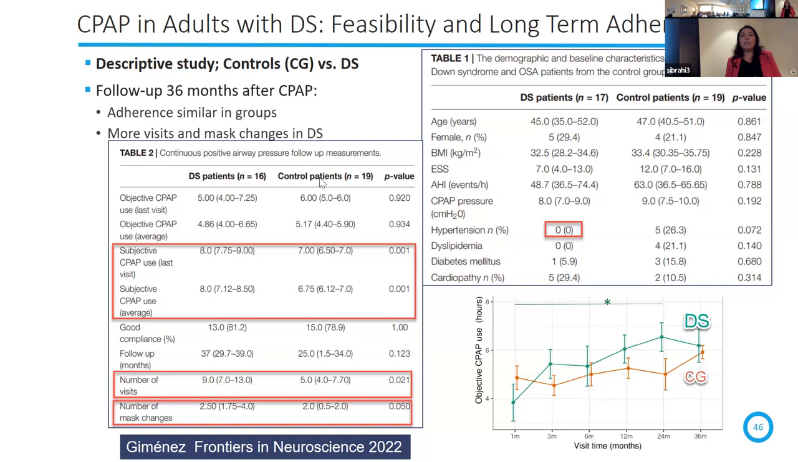And they looked at maybe what are the differences in their outcomes, and so objective CPAP downloads, pretty similar. Subjective, on the other hand, is not similar. So they're going to over-report subjective CPAP use when they have Down syndrome compared to when they do not. Their number of visits might be a little bit more. They need more handholding, and that's understandable. And their number of mask changes may be a little bit more. So they can achieve adequate adherence to CPAP with a little bit more help.